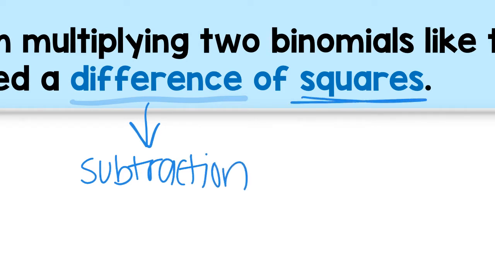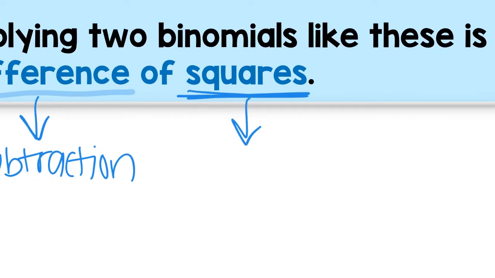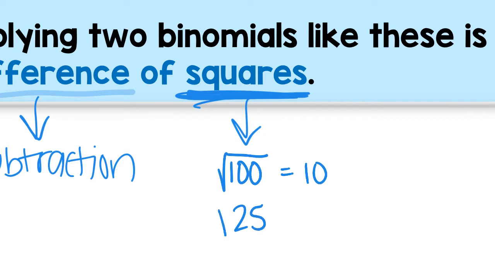And squares, you want to think of squares not like the shape square, but in math, squares would be something that you could take the square root of. So like 100 would be an example of a perfect square because you could take the square root of 100. It's 10, right? Another example would be 25 because you could take the square root of 25. It's 5. So anything that has a perfect square root, we're going to call those squares.